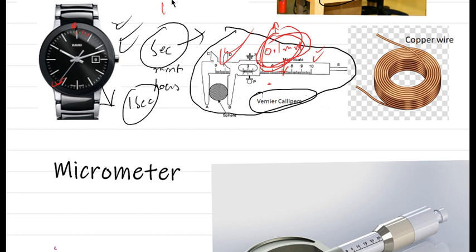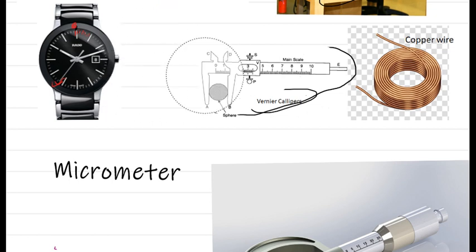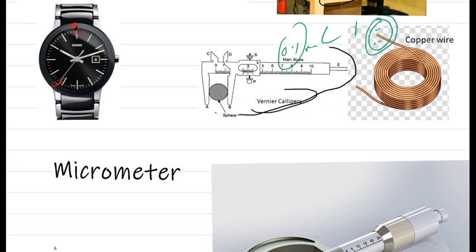But now come to the main point. Our objective. What is our objective? Our objective is that if we have an object whose diameter is less than 0.1 millimeter, then what does it mean? It means we cannot measure the diameter of this copper wire with the help of any of the meter scales, the millimeter rule, the meter rule, the measuring tape, or the vernier caliper. We can't measure it.